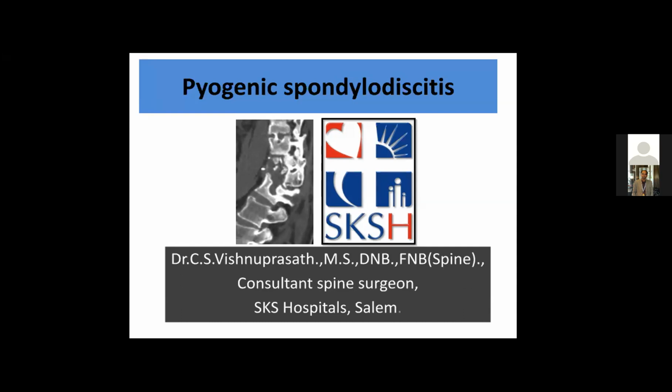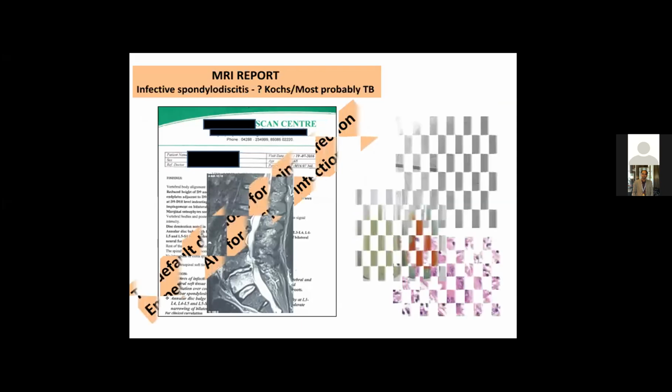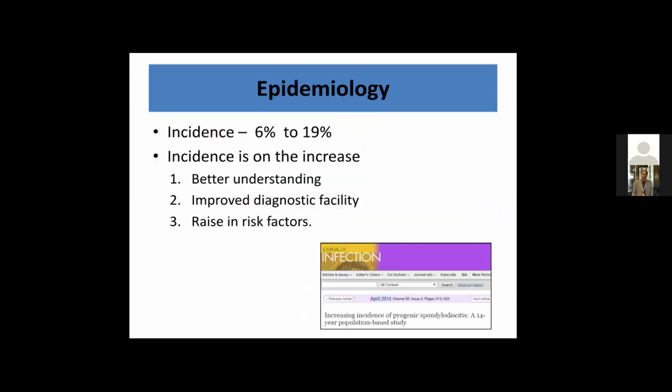Whenever we send a patient of infective spondylodiscitis for MRI, most often the radiologists give a report as infective spondylodiscitis, most probably tuberculosis, without thinking about pyogenic etiology. Seeing this report, many surgeons start the patient on empirical antituberculous drugs without getting a biopsy done. This is one of the major problems we face in our country.